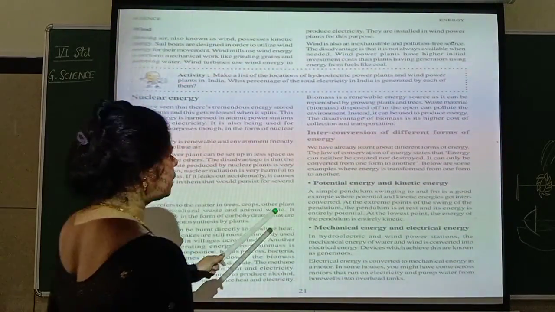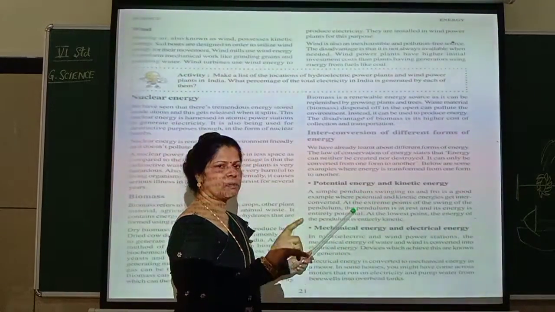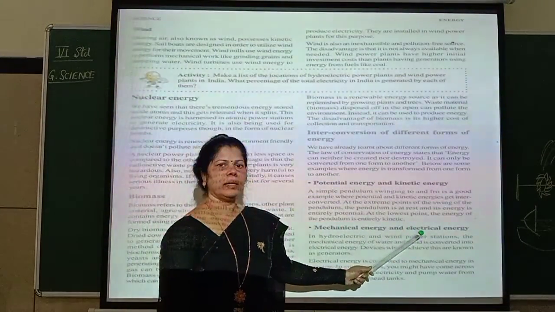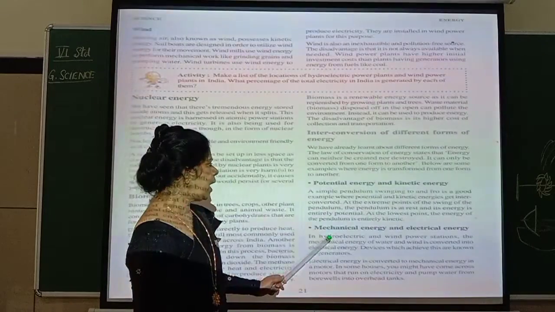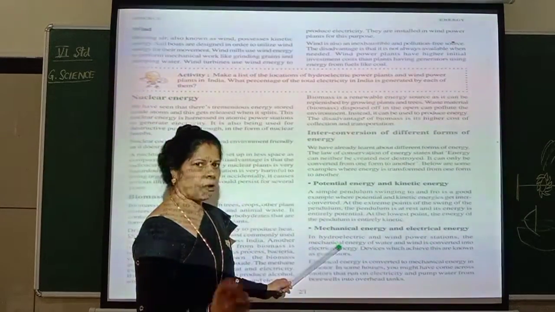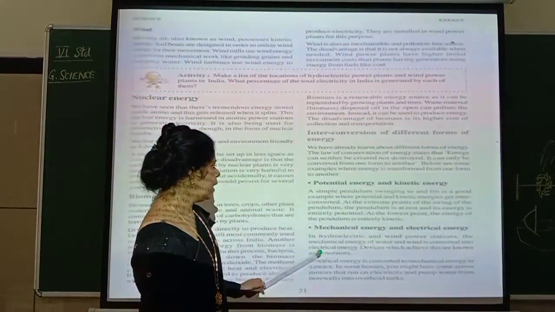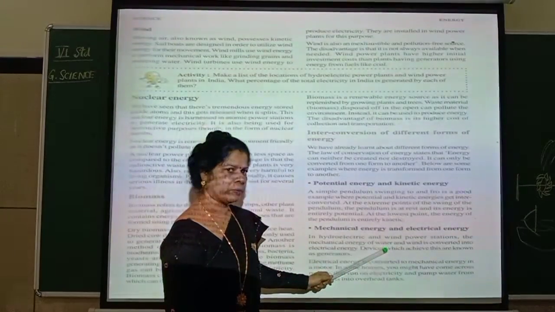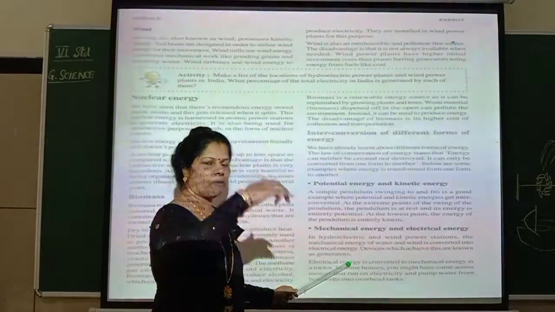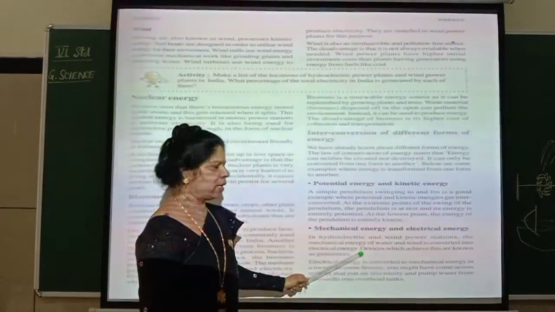So you understood about potential energy and kinetic energy, isn't it? When it is stored, it is potential. When it is moving, it is kinetic. Now let us see about mechanical energy and electrical energy. In hydroelectric and wind power stations, hydroelectric means water generated, and with the wind power station, the mechanical energy of water and wind is converted into electrical energy. Movement of water and movement of wind will be converted into electrical energy.